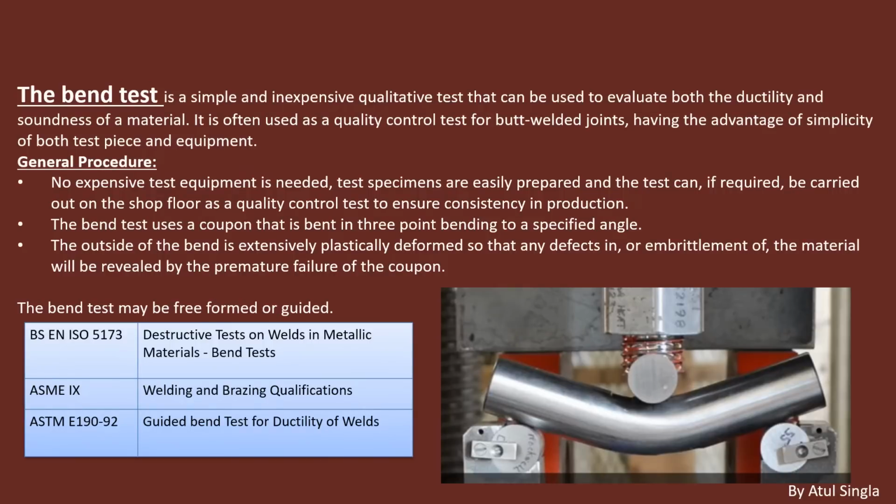Bend test is one of the destructive tests. It is a very simple and inexpensive qualitative test that can be used to evaluate both the ductility and soundness of a particular material. As we have discussed, these tests are generally used to identify weld defects. They have the advantages of simplicity for both the test piece as well as the equipment. This is the general procedure.